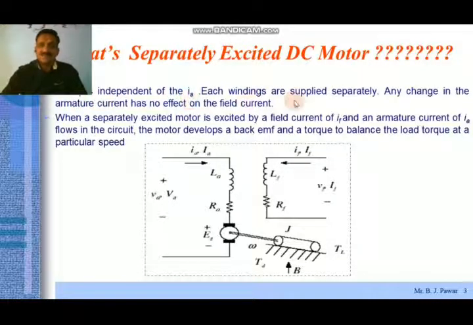Each winding is supplied separately. Any change in the armature current has no effect on the field current, right? Because there is complete isolation between these two.